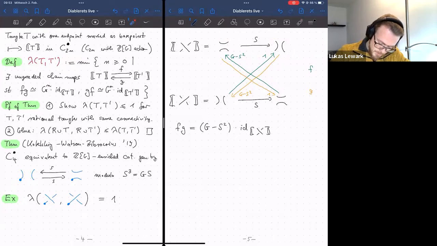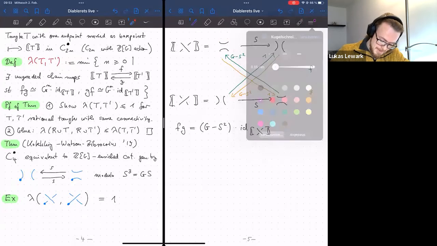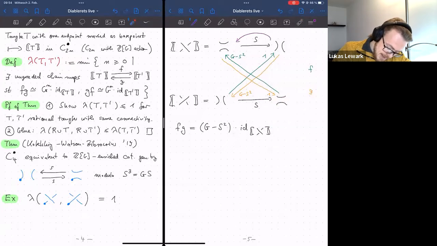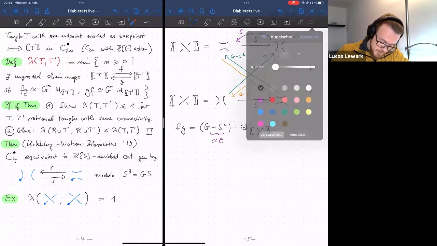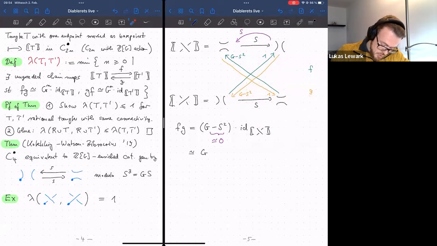So that's not quite what we want yet. The S squared is annoying. We want G times the identity. But here comes the helping homotopy. Just as a homotopy, we take S here. And this homotopy shows us that S squared times the identity is null homotopic. So this is null homotopic. So F composed with G is homotopic to G times the identity of the complex of this tangle, and GF the same.